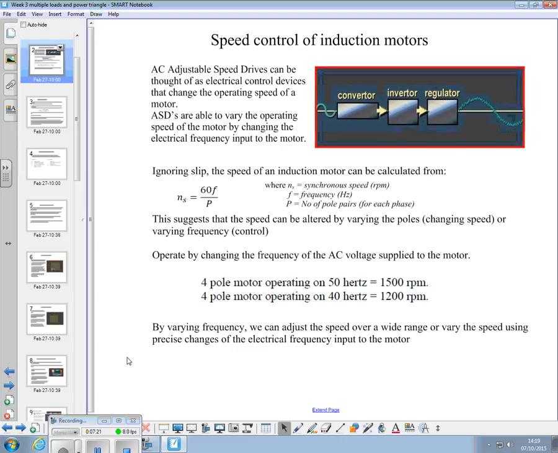Okay, so if we have a 4-pole motor operating on 50 hertz, the synchronous speed would be 1500 RPM. If that was on 40 hertz, it'd be 1200 RPM. So that's showing just by varying the frequency, we can vary the speed of the motor, because that rotating magnetic field is going around once for every 360-degree cycle of the mains.